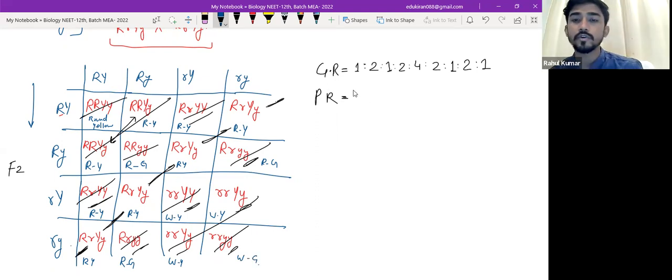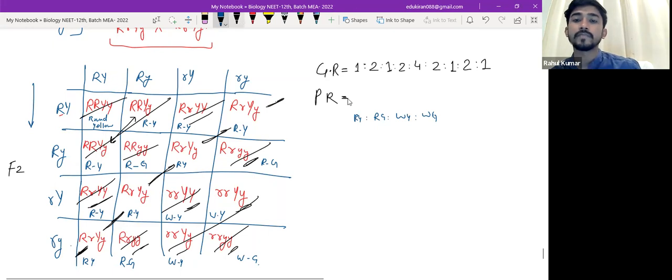First. So if you see the phenotypic ratio, it could be round yellow, round green, wrinkled yellow, wrinkled green. Yes, everyone?